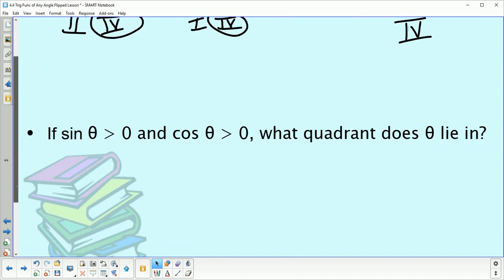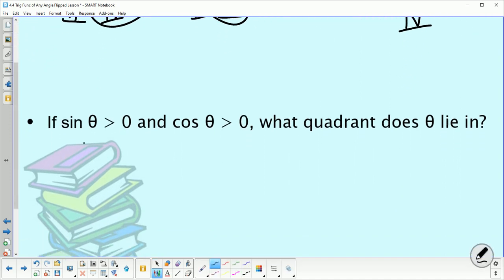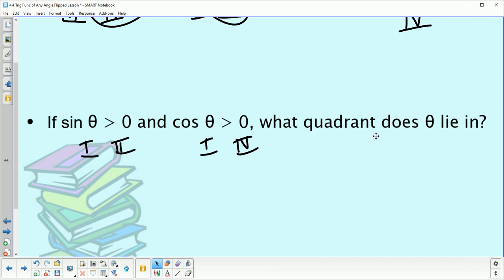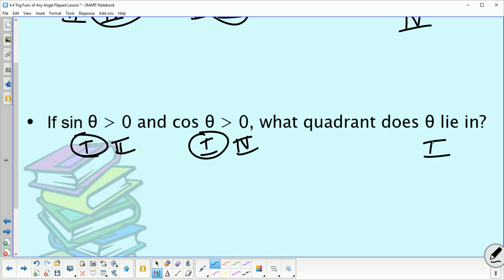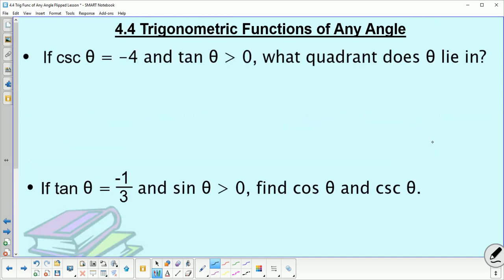Likewise, if we look at another one, if sine is positive, that's going to be in quadrant 1 or 2, and cosine is positive, that's in 1 or 4. That tells us that the only place they match is in quadrant 1, so we know that theta has to lie in quadrant 1.